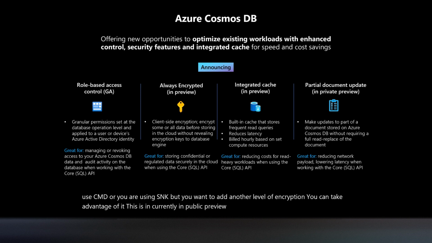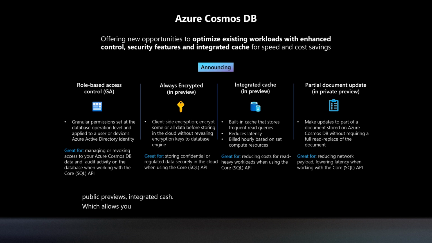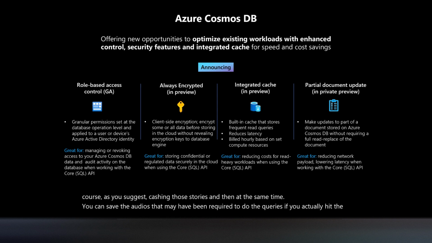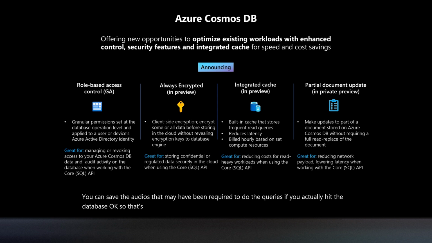Okay. There's another feature that has gone into public preview, which is integrated cache, which allows you to store most commonly used queries. So basically, this will save RUs. If you have queries that are most commonly used, you can take advantage of this cache, as the name suggests, caching those queries, and at the same time you can save the RUs that may have been required to do the queries if you actually hit the database. Okay, so that's the advantage. Pretty straightforward, but this is in public preview.